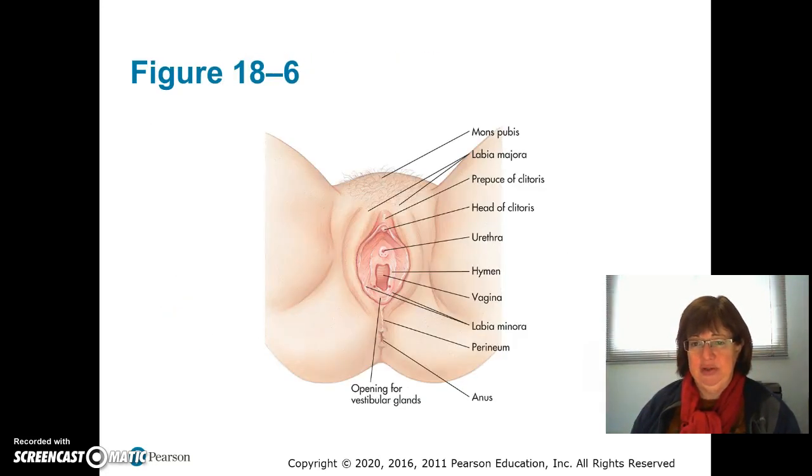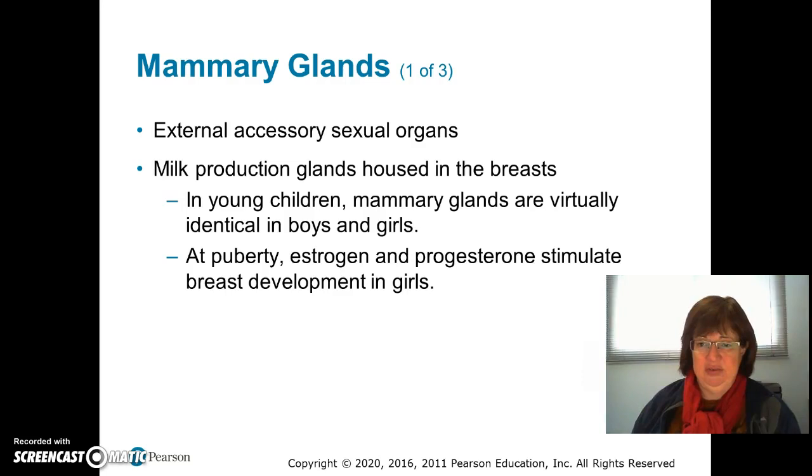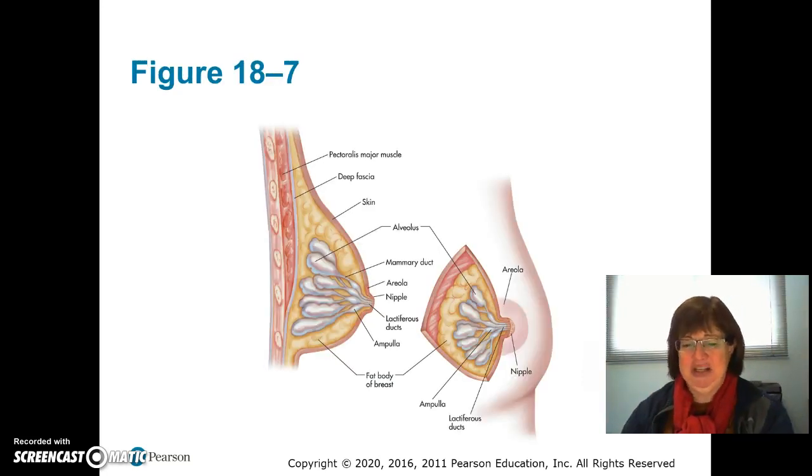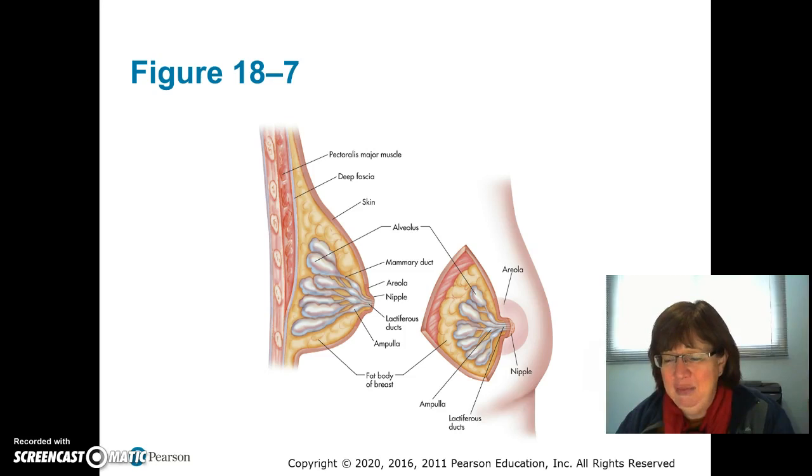We talked about the genitalia and a little bit about the breasts, just because they're significant when it comes to milk production. There are ducts in the breast, and they come out at the nipple. Most of the breast is fatty tissue, though.